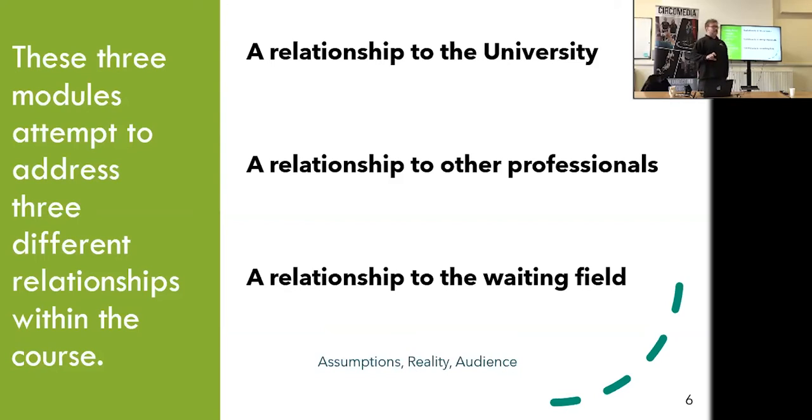The second one, which is the professional collaboration, is a relationship to the professional field directly. You'll be asked to go and pick a company that you would like to meet and work with, and we will help you to make those introductions, and then you will head off and hopefully make some meaningful engagement with people who are working right now in the professional field. And the last one is a relationship to the waiting field, the public, the audience, the actual sector itself.